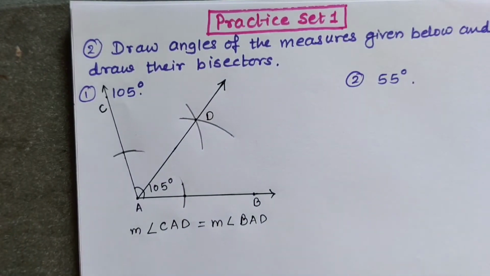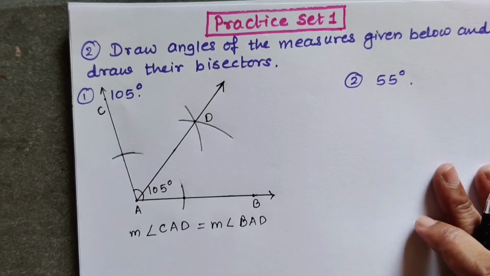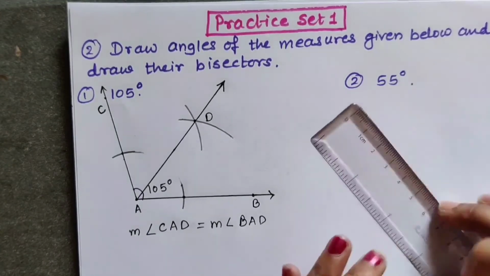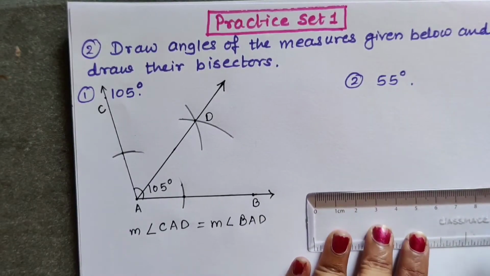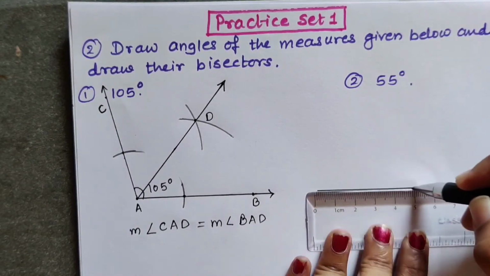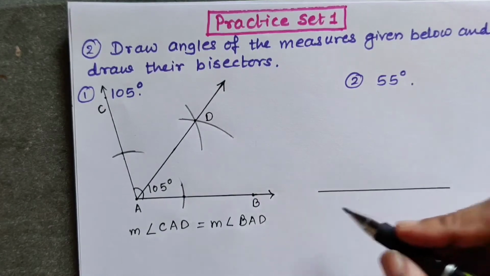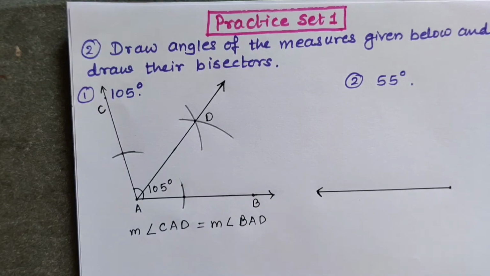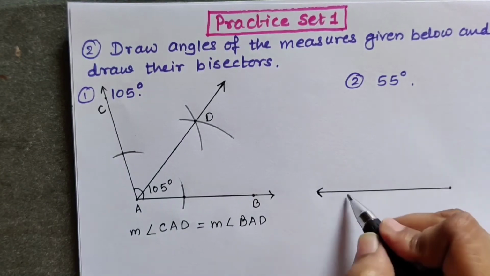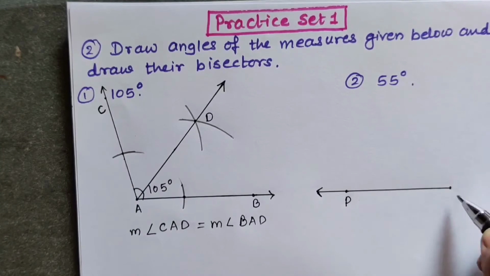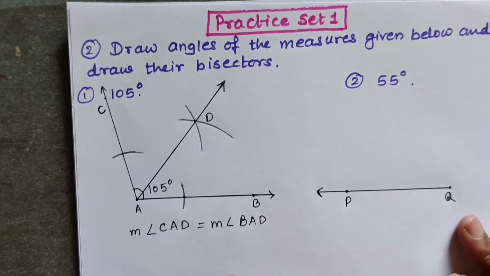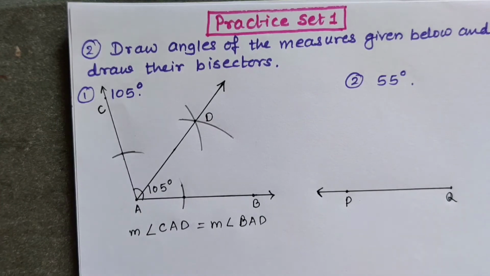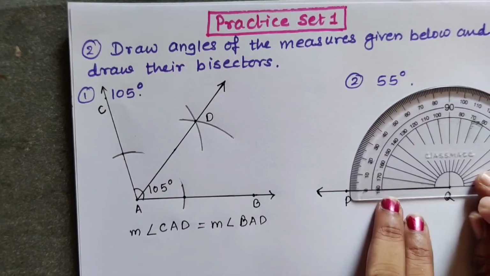Now in the same way we will be drawing the second angle of 55 degrees. First I am going to draw a ray of any measurement. So I have drawn a ray. Now I have drawn the ray on the opposite side. This may be ray QP. Now as my point Q is here, I place my protractor on the point Q.